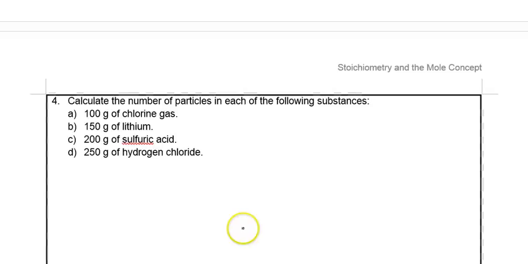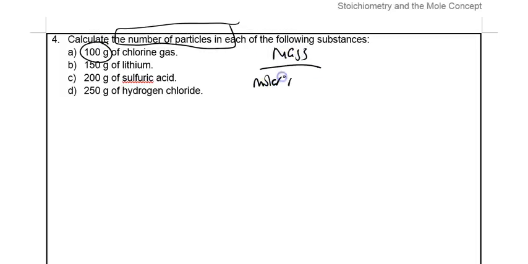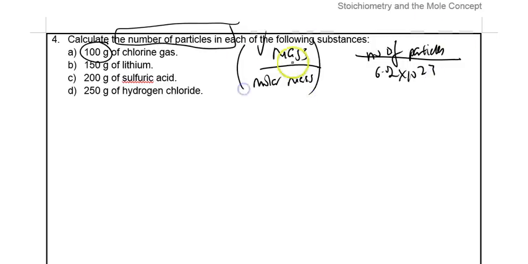Part 4. In part 4, it is similar to part 3, but now you're supposed to calculate the number of particles in each of the following substances. You are given the mass again. So once again, it is the mass over molar mass equation, because you are given the mass, and the number of particles over 6.02 times 10 to the power 23. To calculate the number of particles is simply mass divided by molar mass multiplied by this number over here. Okay, so this is a simple manipulation of the equation here.